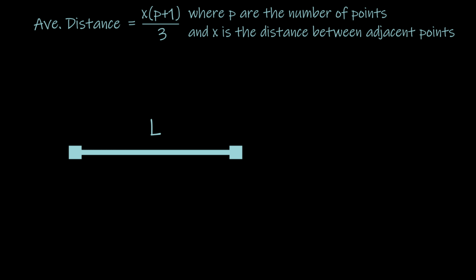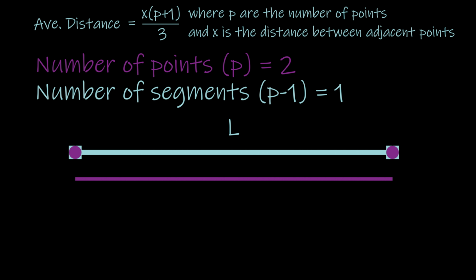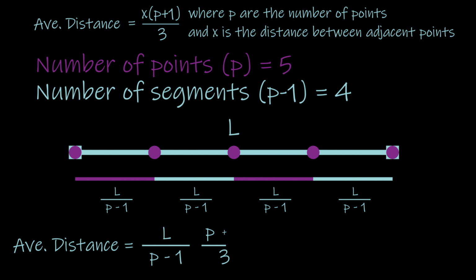We're going to imagine that we have a line of length L. Now, we are going to distribute p evenly spaced points on this line. Since our points are evenly spaced, we can calculate the distance between adjacent points. This is going to be L divided by our number of segments, which is p minus 1. We can now substitute this in for our x value in our average distance formula. Substituting this value in for x, we get that our average distance between our points is equal to L divided by (p minus 1) times (p plus 1) divided by 3.